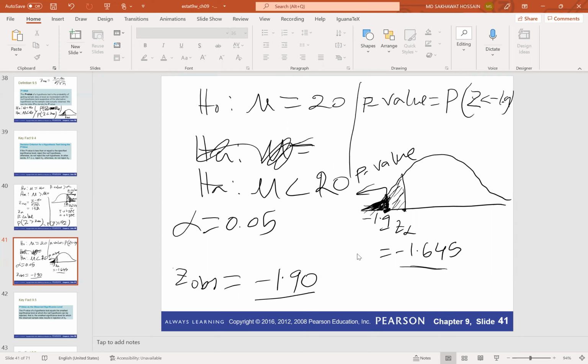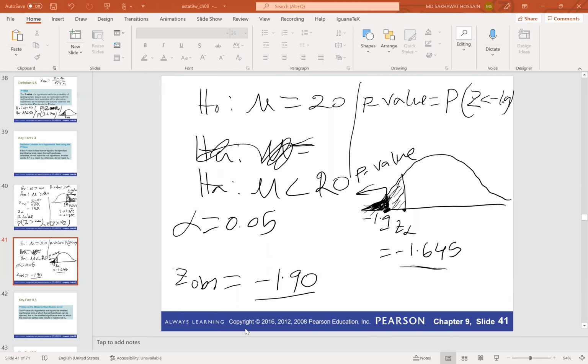Or you can say, where is the test statistic? Is it in the rejection region or non-rejection region? Yes, we reject the null hypothesis, right? That's correct. Because negative 1.9 is in the rejection region, right? It is on the left side of negative 1.645.